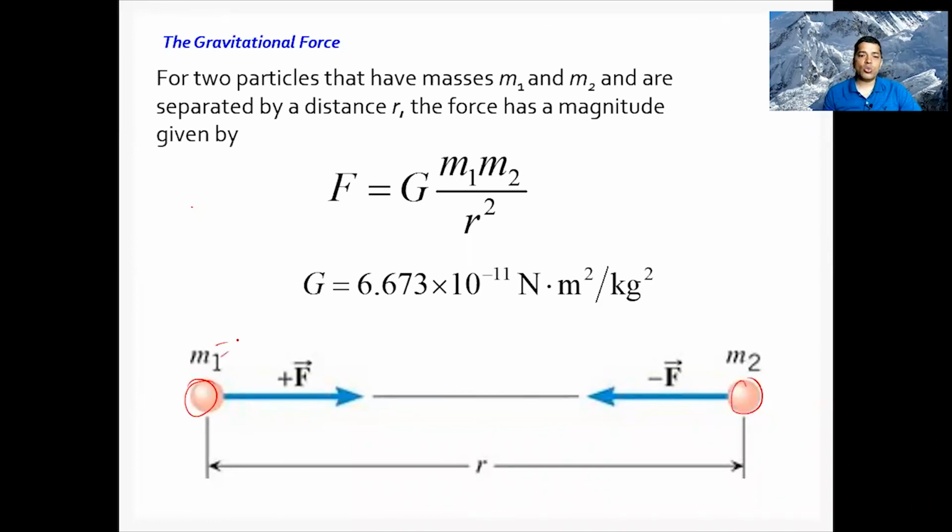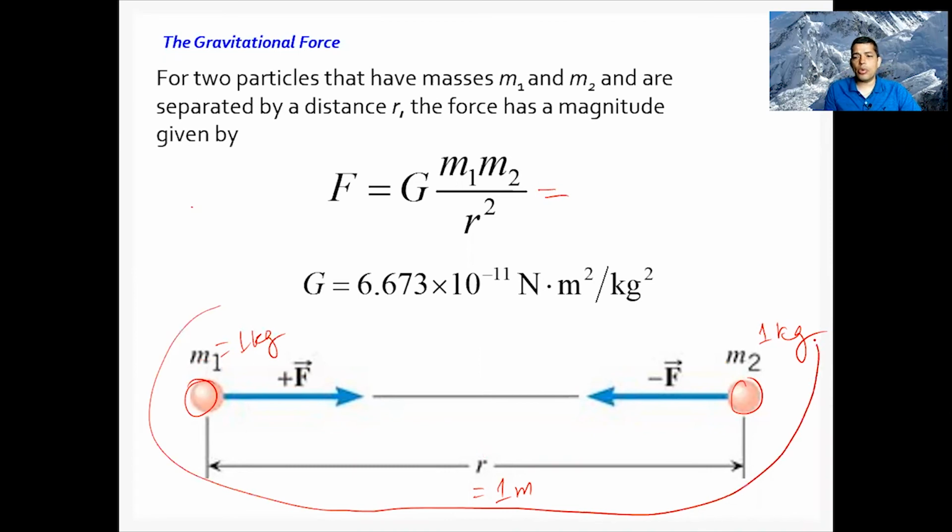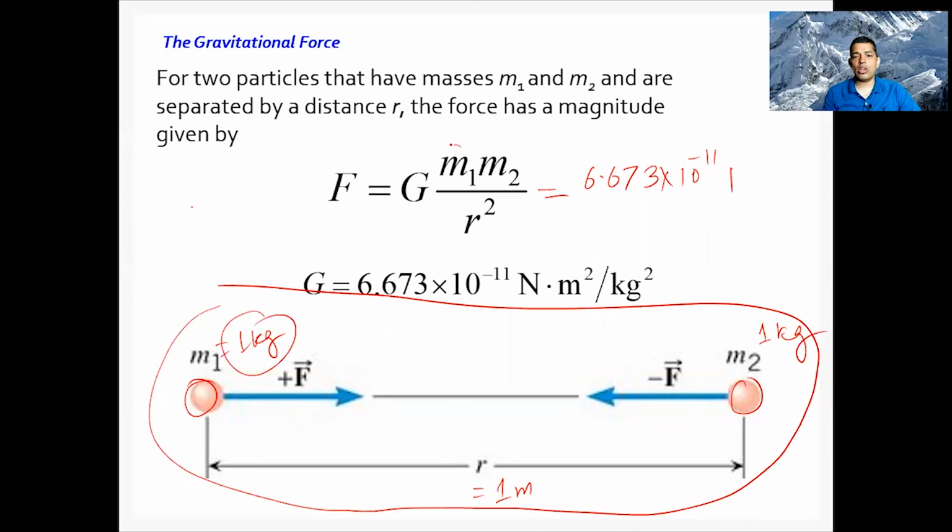Let's say this guy is 1 kilogram mass and this guy is 1 kilogram. So this is 1 meter, right? So why don't they attract each other and stick together if they have attraction? So let me put the numbers in this formula. G is 6.673 times 10 to the negative 11. Then M1 is 1 kg, see that? Then M2 is also 1 kg. 1 times 1. R squared is 1 squared. So for simplicity, I chose 1 everywhere.